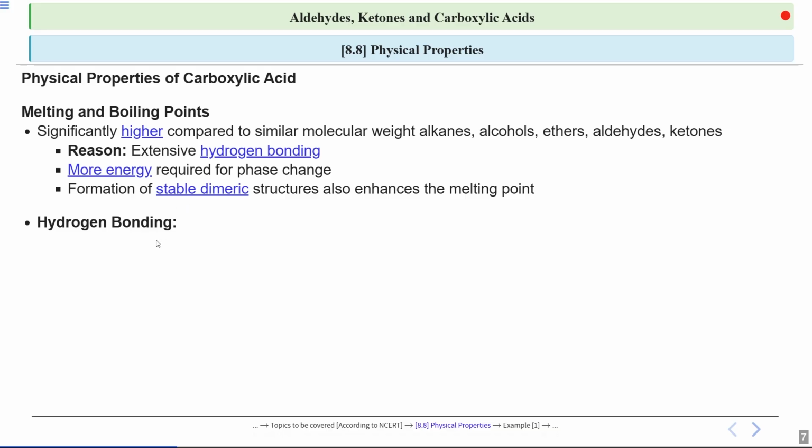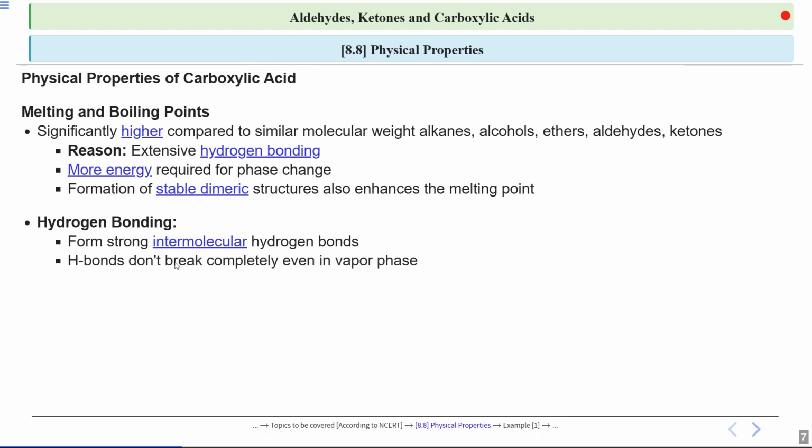Now if I talk about hydrogen bonding, carboxylic acids form strong intermolecular hydrogen bonds, which are crucial for their physical properties. Intermolecular hydrogen bonds are the hydrogen bonding between two molecules. These hydrogen bonds are so strong that they don't completely break even in the vapor phase.